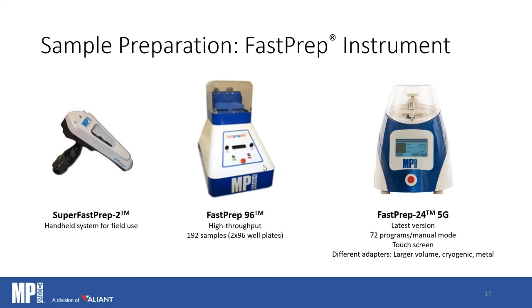Shown over here are the three main FastPrep instruments. The first one is a hand-carry Super FastPrep 2, which is suitable for field work. The second one is FastPrep 96, which is meant for high throughput work, as it can simultaneously lyse 192 samples. And the third one is the FastPrep 24 5G, which is our latest and top-selling model. It has programs optimized for 72 types of sample, or we can adjust the parameters manually. And it comes with a touchscreen for better control, and moreover, it has different adapters for specific needs.